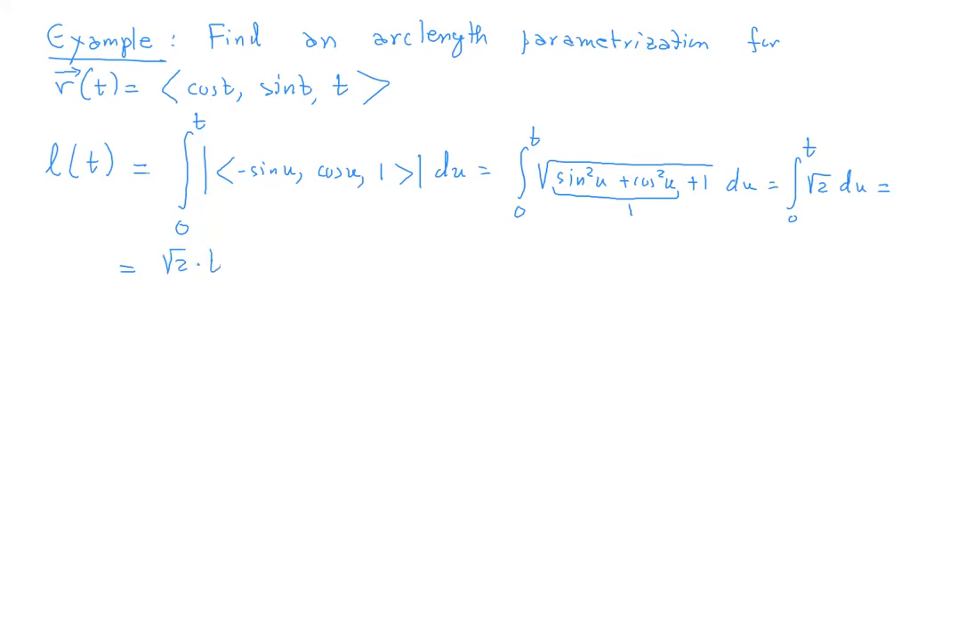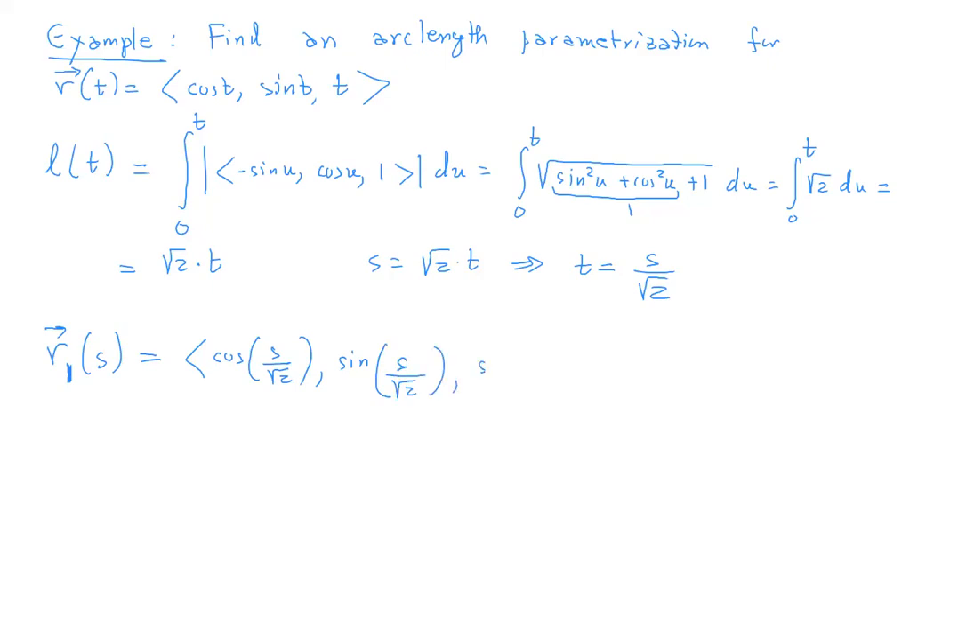So you see now what happens. s is square root of 2 times t, which means that if we solve for t, we get that it's s over square root of 2. So the idea now is to put r1 of s, the new parameterization, will be the previous one, and we replace t by s over square root of 2. So cosine of s over square root of 2, sine of s over square root of 2, comma s over square root of 2. And this is an arc length parameterization.